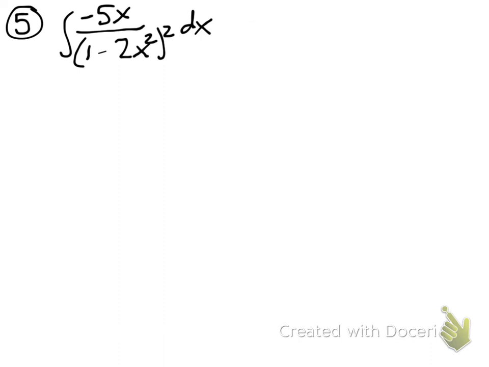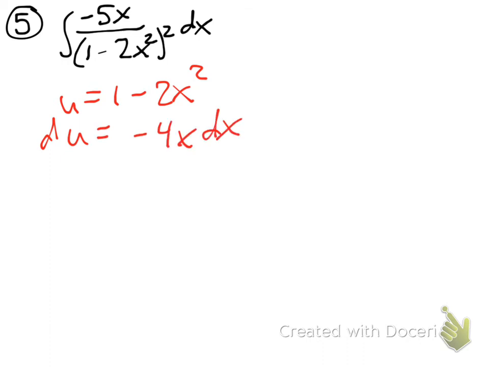Alright, so for the next one, again, we should be starting to get a hang of this. I'm going to pick u to be 1 minus 2x squared. Go ahead and take the derivative of both sides. You should get negative 4x dx. And if I'm moving that over, I should have negative 1/4 on that side. Rewrite your integral. So I have negative 1 over 4.